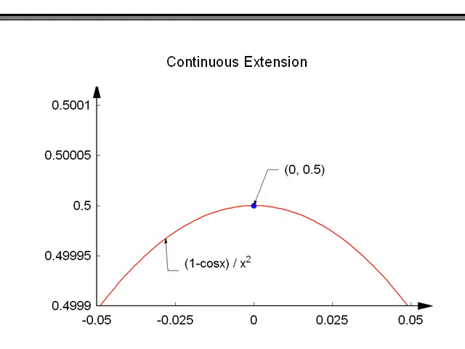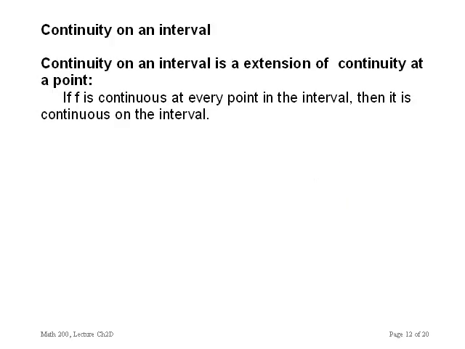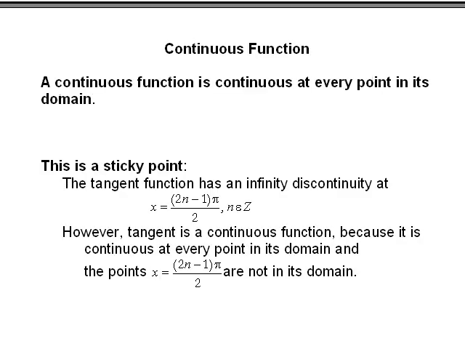So here's a graph of the situation. The red line is 1 minus cosine x over x squared. It's not defined at x0, but I defined it to be 0.5 at x equal x0, making a continuous function out of it. All of that discussion was for continuity at a single point. If the function is continuous at every point in an interval, we say the function is continuous on that interval. If the function is continuous at every point in its domain, we call it a continuous function.